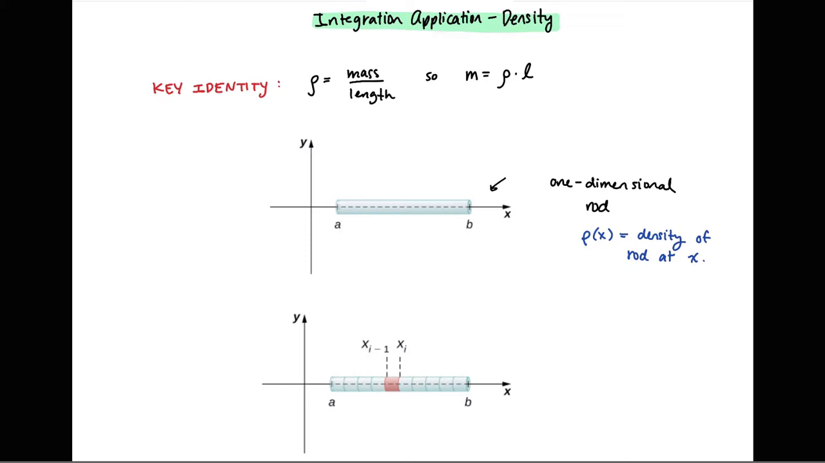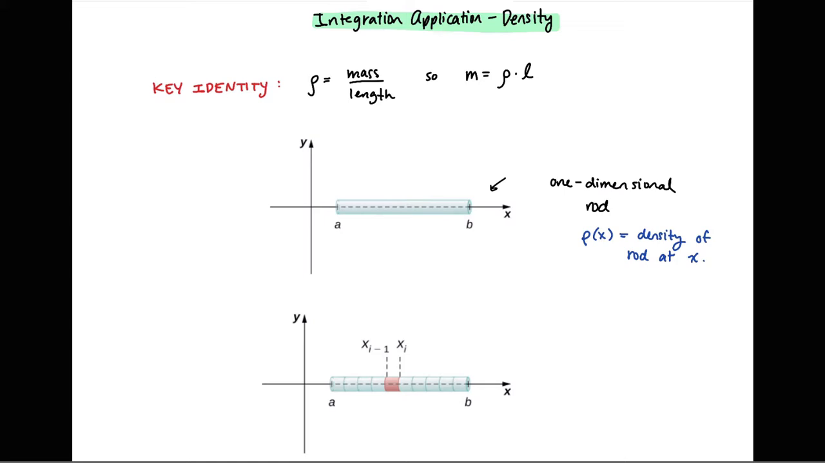So the most simple formula that's going to govern our approach here is just the basic identity, assuming that you had uniform density, mass, and length. The formula that we're looking at is that density, usually denoted with the Greek letter rho, is equal to mass divided by length. So solving that for mass, it would then be equal to density times length of the object.